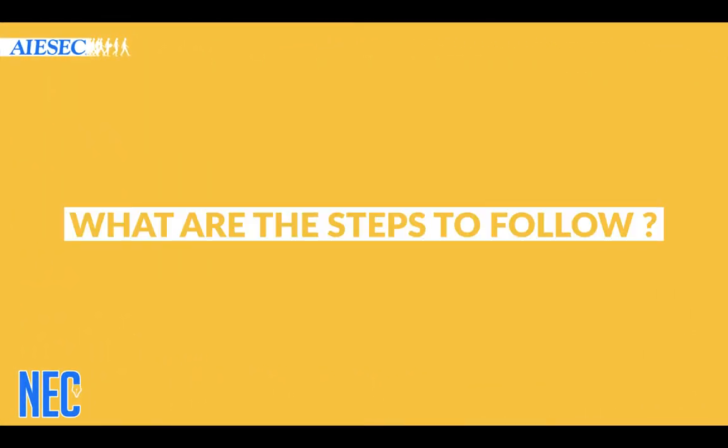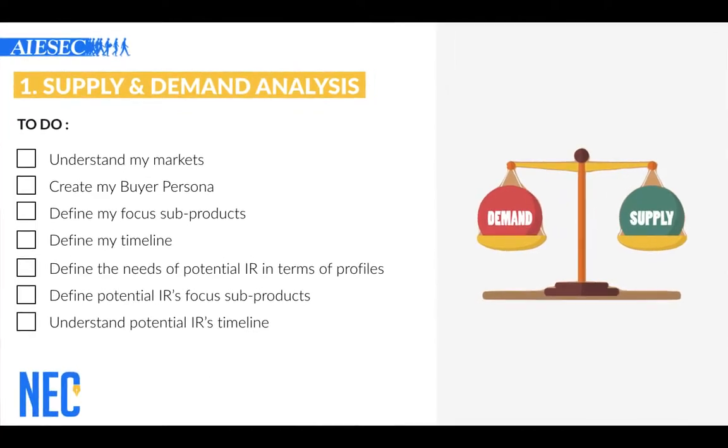Now, what are the steps that we need to follow in order for us to make sure we are running proper international relations? The first step is the supply and demand analysis, and in this step we need to check some points. The first point is to understand our markets in a way that will allow us to know more about the kind of schools or any other markets that we do have inside of our cities. Then we need to define the buyer personas for each one of the markets defined, so we can have a clear idea about the customers that we will be targeting.